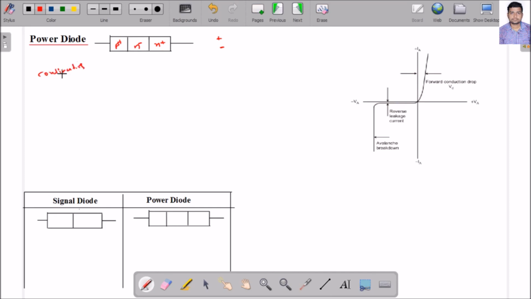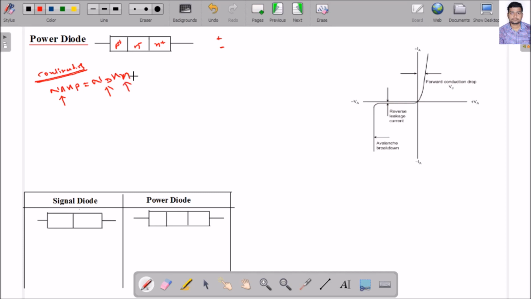What is the continuity equation? We have already studied this in analog electronic circuits. The continuity equation is Na × Xp = Nd × Xn, where Na is the number of charge carriers in the P region, Xp is the length in the P region, Nd is the number of charge carriers in the N region, and Xn is the length in the N region.